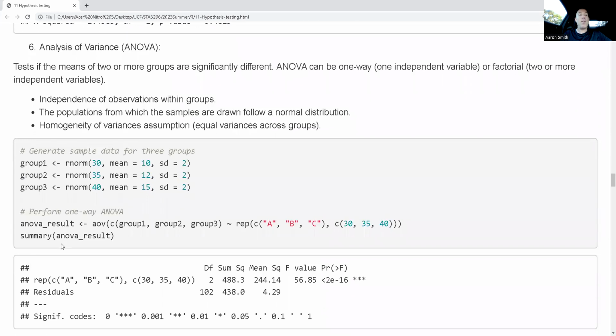Next one is ANOVA, analysis of variance. This tests if the means of two or more groups are significantly different. Now, the two sample t-test that I talked about a moment ago will handle two groups. ANOVA handles two or more. ANOVA can be one way, one independent variable, or factorial, two or more independent variables.